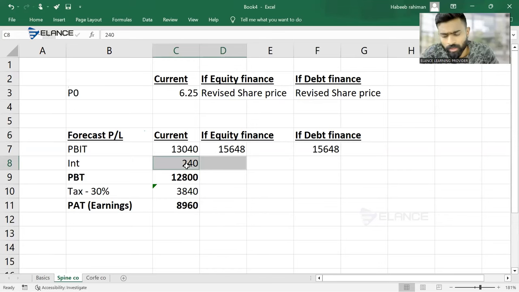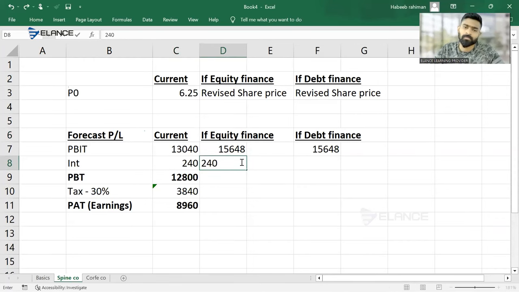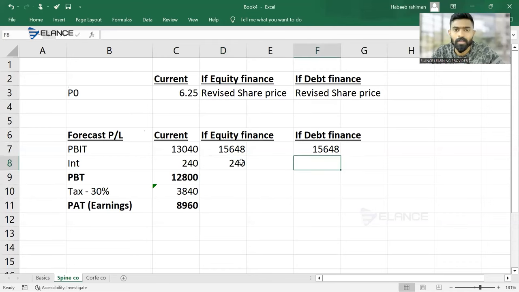Is it same or different? If we go for equity finance, the current interest will be same. So we can write 240 here, same. But if we go for debt finance, the 240 will be increased.